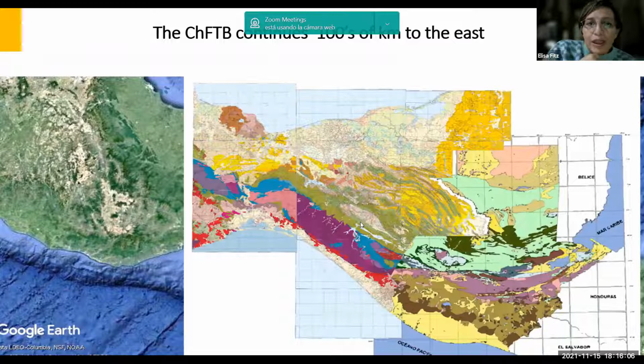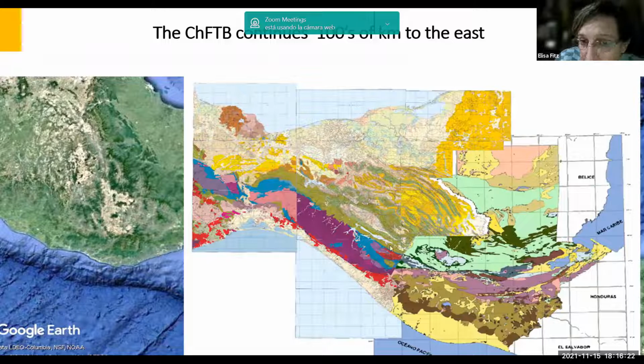Okay, so with respect to the first rocks or the first orogeny, which gave place to the Chicomuselo fold and thrust belt, I must mention that our research was based on this little rectangle here in the southernmost Chiapas that you can see over here.